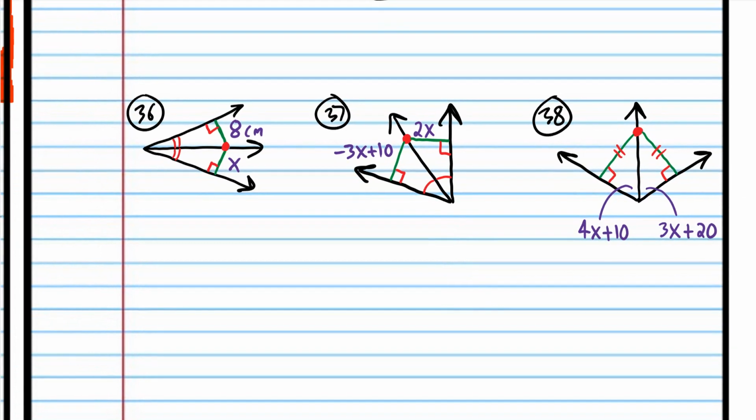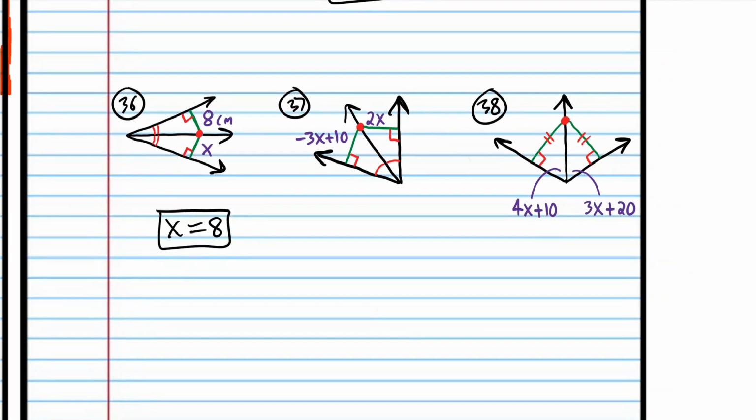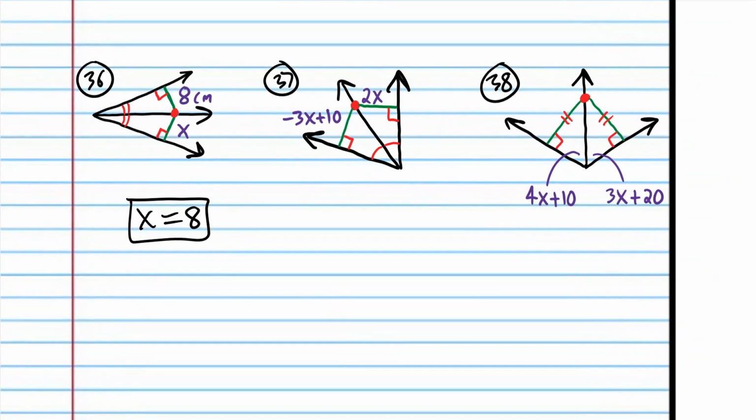All right, we're back. So I know that this ray is an angle bisector because these two angles are equal. So by the angle bisector theorem, this point, which is on the angle bisector, must be equidistant from the rays. So that means that x must be equal to 8. And there you go. So if you got 8 for that one, good job. Actually, we forgot to write centimeters. Probably should write centimeters there.